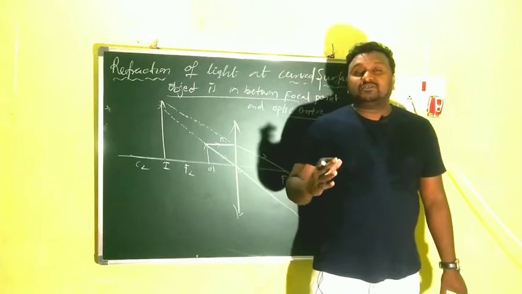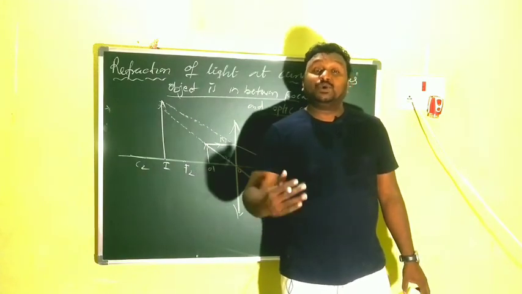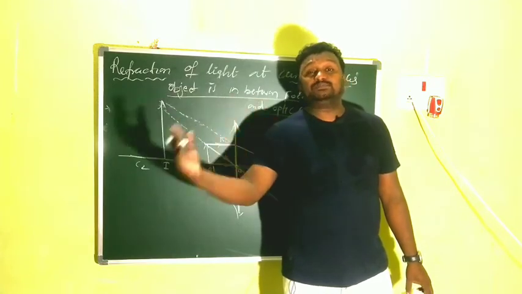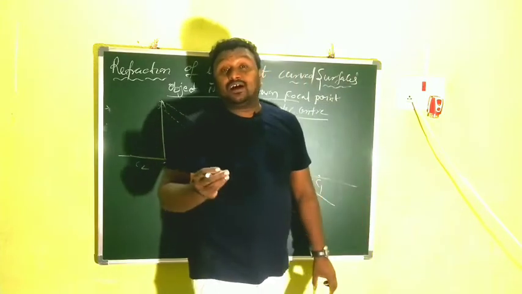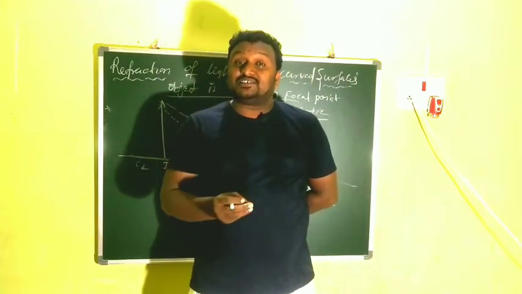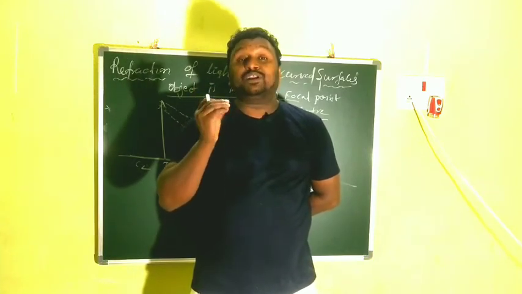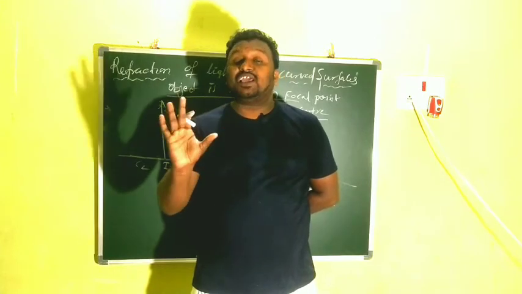When the object is between the focal point and optic center, we are getting the image on the same side. So already I told you, while we are extending the refracted rays, then we are getting one image. That nature of image is what we call a visual image.